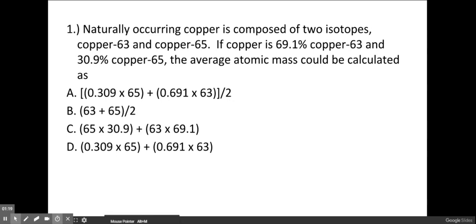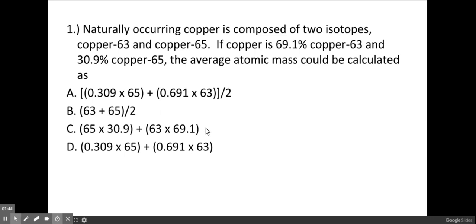So first I want to point out that the first obvious wrong answer is B. And the reason for that is that here this is a simple average. And a simple average would only work if each one of the copper isotopes 63 and 65 were represented at 50% each. Since they are not, B cannot be the right answer.